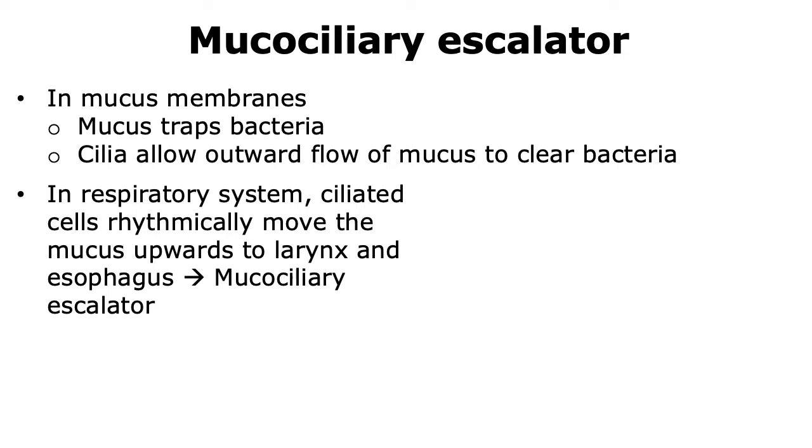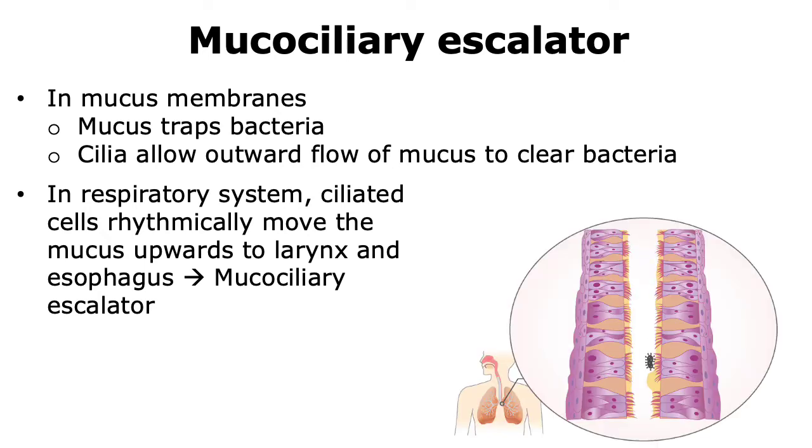The mucus ultimately will move towards the larynx and the esophagus, and this whole system is called the mucociliary escalator. Here we can see the mucociliary escalator in action, where we can see a bacterium being pushed upwards due to the beating of the cilia. This bacterium stuck in the mucus goes to the esophagus, where we will then swallow it, and it will go into the gastrointestinal tract, where it will most likely be destroyed in the stomach. Thus, the mucociliary escalator plays a really important role in removing microorganisms from the respiratory system.